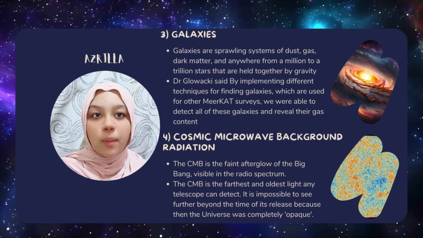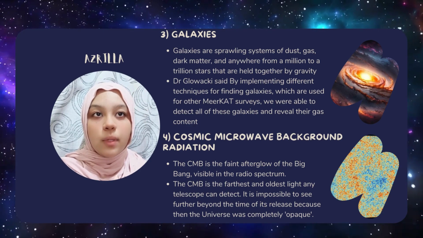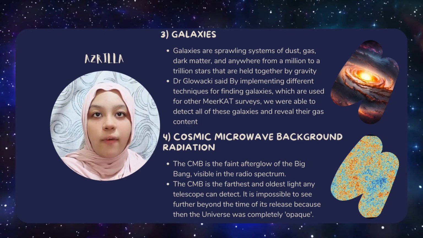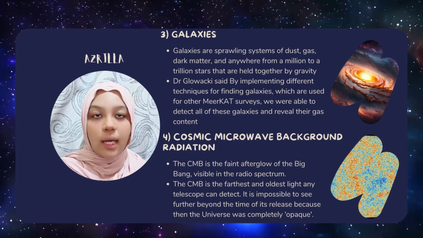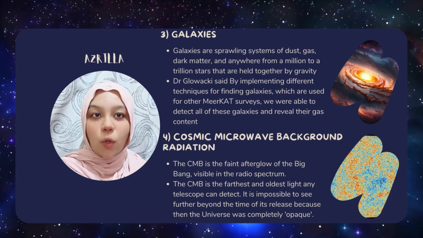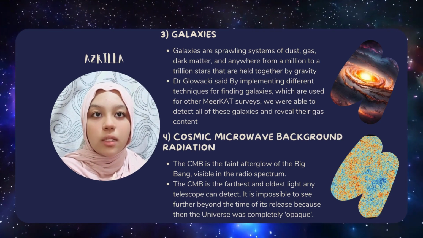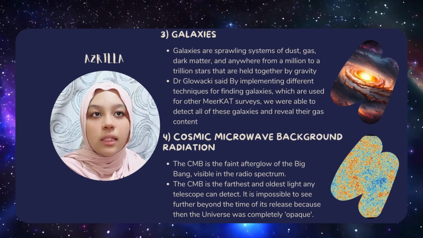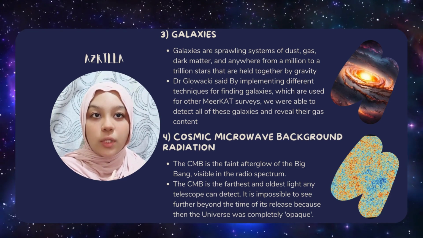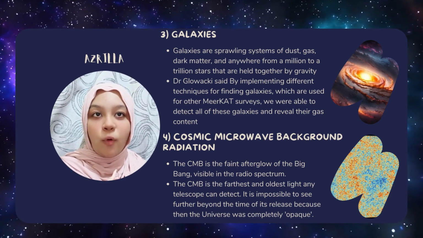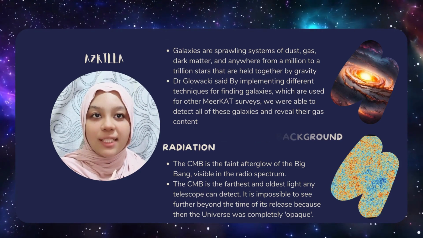The last one is cosmic microwave background radiation. The CMB is the faint afterglow of the Big Bang, visible in the radio spectrum. The CMB is the farthest and the oldest light any telescope can detect. It is impossible to see further beyond the time of its release because then the universe was completely opaque. That means no light can go through it. The CMB takes astronomers as close as possible to the Big Bang and is currently one of the most promising ways we have of understanding the birth and evolution of the universe in which we live. The observation of the CMB provides critical information about the early universe, its composition, and its evolution.